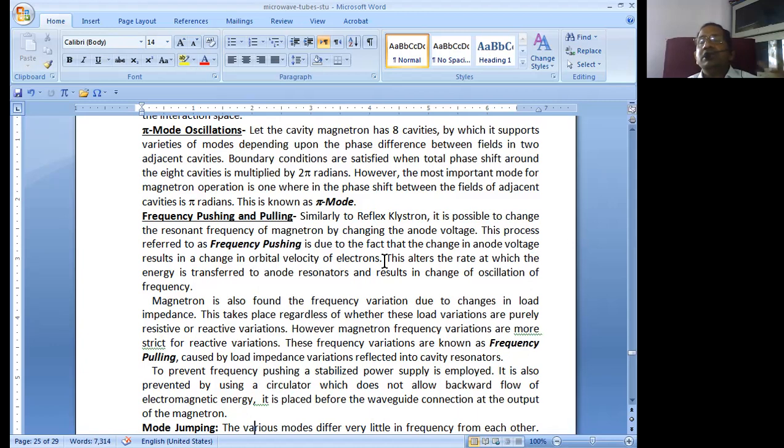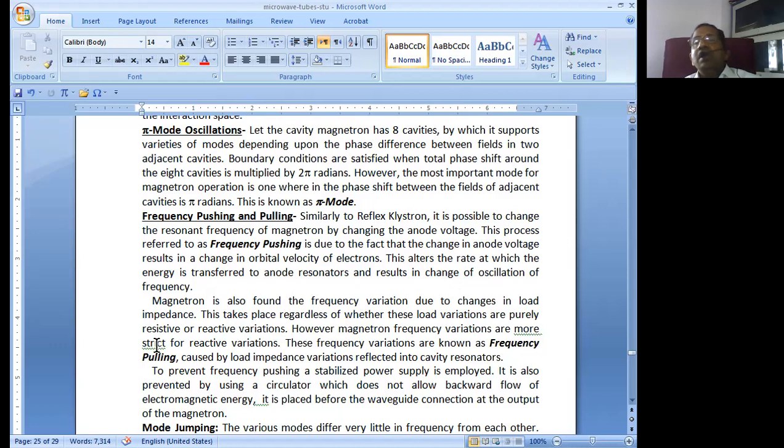Obviously, if you increase the anode voltage, the orbital velocity of the electrons nearer to the anode is also going to change. Because of that, the frequency is also going to increase. So this anode voltage is going to alter the rate at which the energy is transferred to the anode resonators and results in change of the frequency of oscillations.